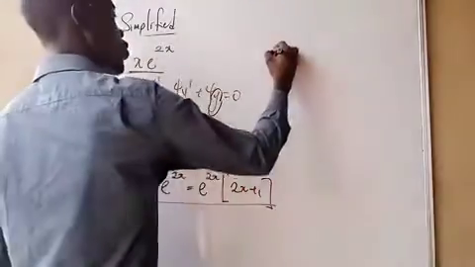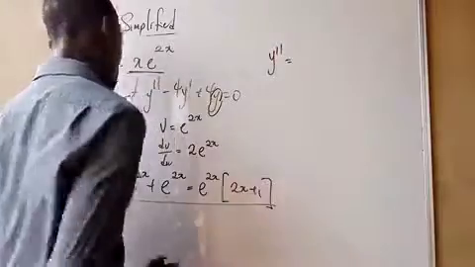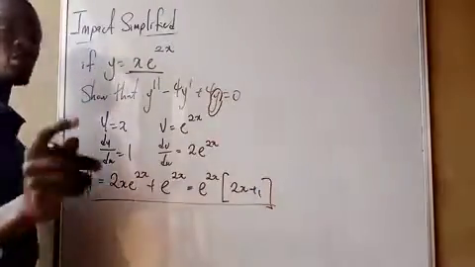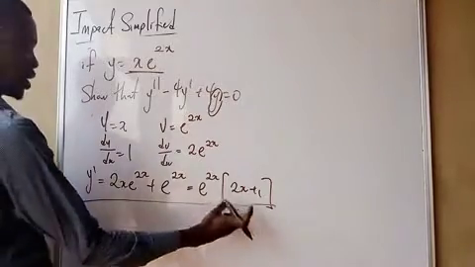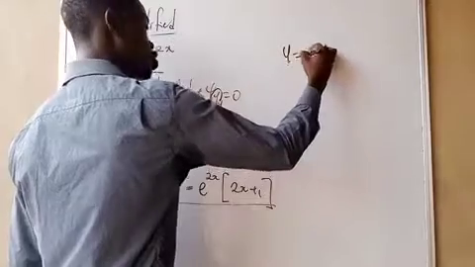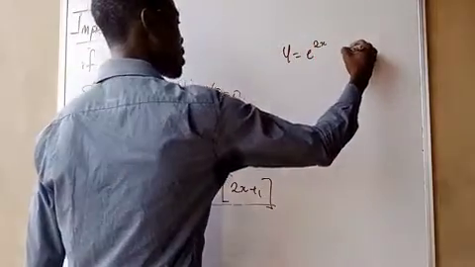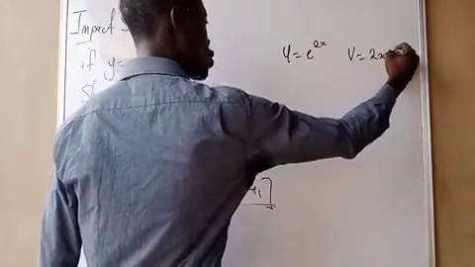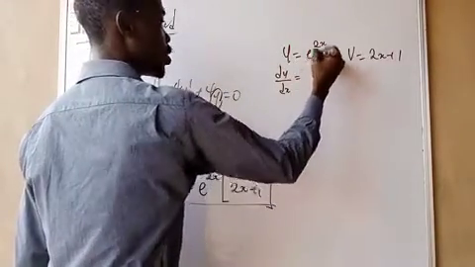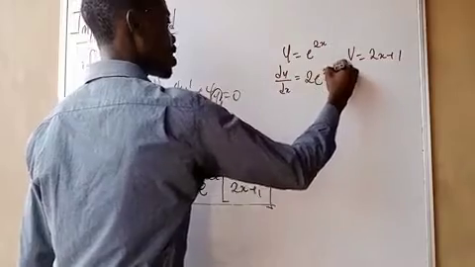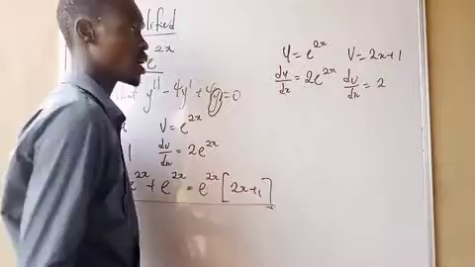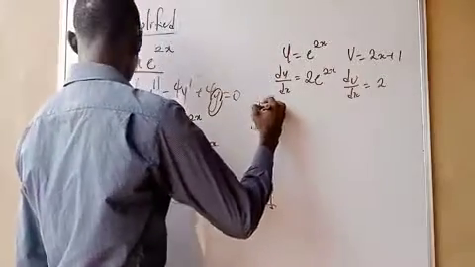So let us get our y prime prime. What is the meaning of your y prime prime? We are going to differentiate our y prime again. And for us to differentiate, your u is equals to exponential 2x. Your v is equals to 2x plus 1. So differentiate this, du over dx will give us 2 exponential 2x. The dv over dx, differentiate this, that will give us 2. Are we getting that?